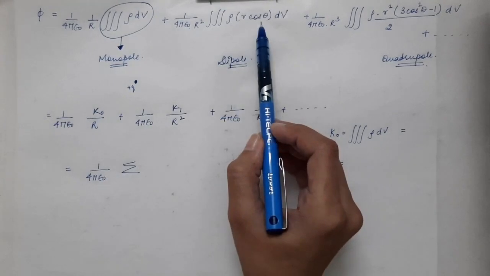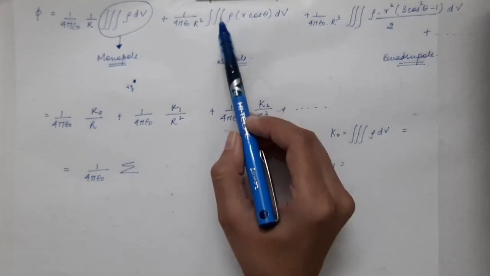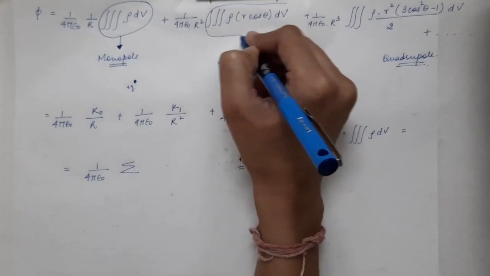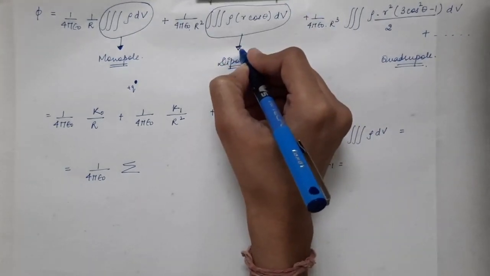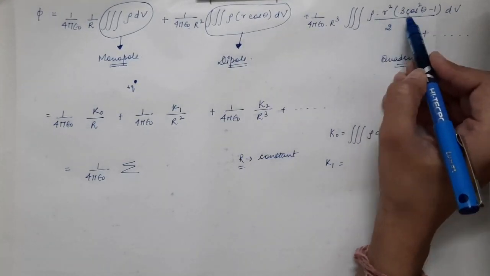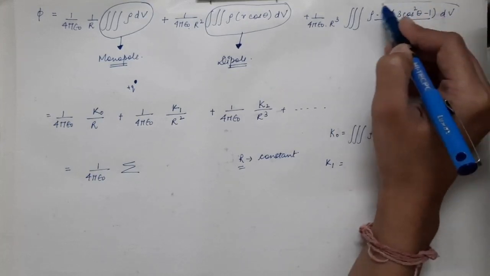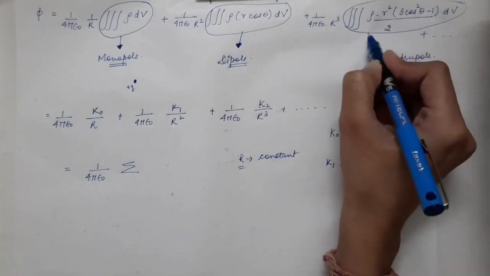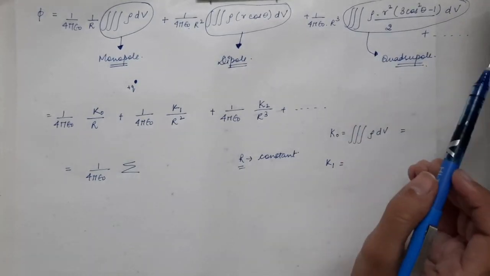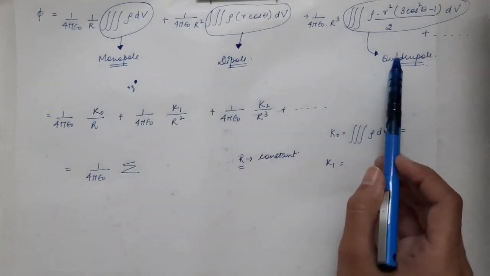Now this second term, rho into r into cos theta into dV and its volume integration, this whole term with the integral is called the dipole. And this term, rho into r square into 3 cos square theta minus 1, dV, divided by 2, is called the quadrupole. And so on you will get higher order terms. So you will get the octupole and other multipoles in the higher terms. So you will get monopole, dipole, quadrupole.